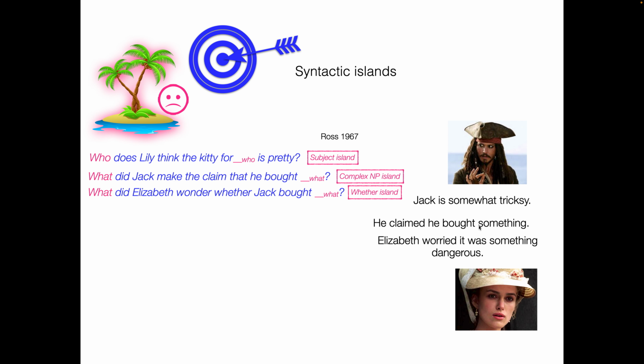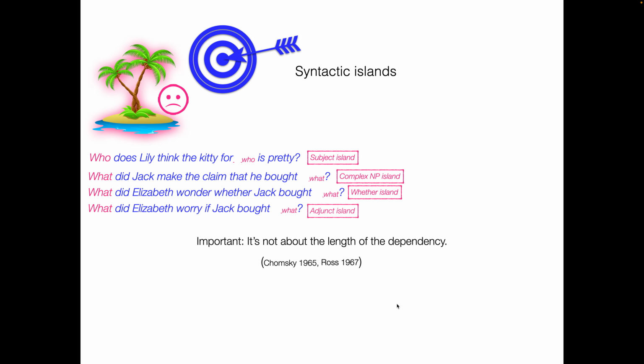We go back to Tricksy Jack. He claimed he bought something. Elizabeth worried it was something dangerous, because knowing Jack, you need to check these things. What did Elizabeth worry if Jack bought? Again, not so great. This has been called an adjunct island.